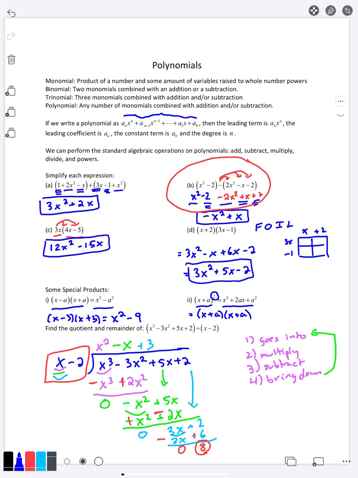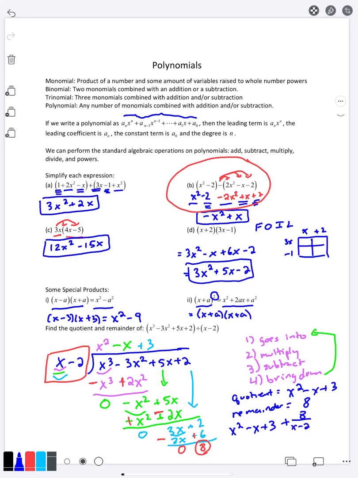And so to answer the problem here, my quotient is x squared minus x plus 3, and my remainder is 8. And sometimes we would like to write the answer as follows: x squared minus x plus 3 plus a remainder 8 over x minus 2.